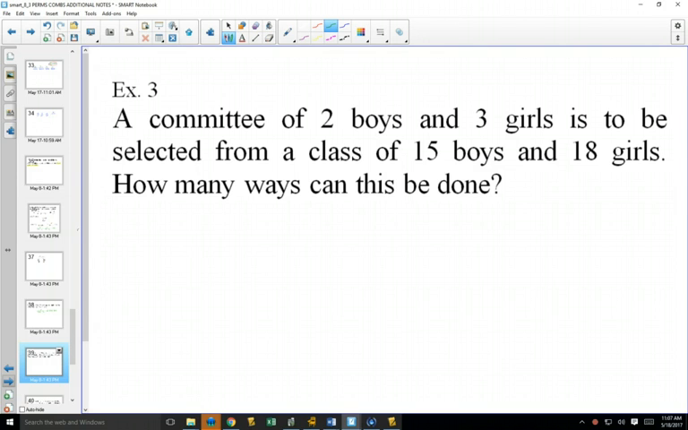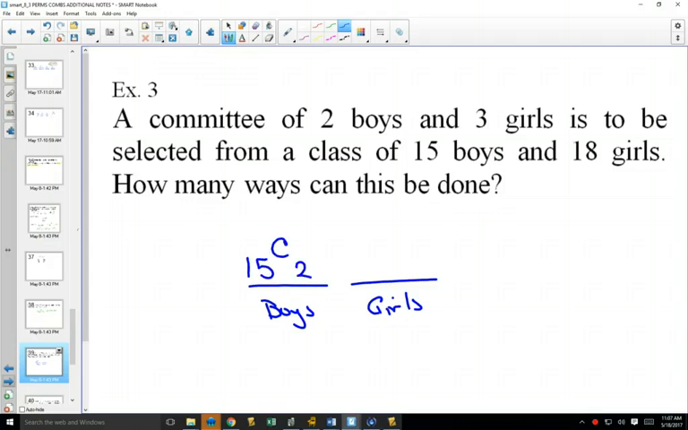So groups, committees is another thing where the order doesn't matter. But sometimes our committees are broken up into smaller chunks. Like we want 2 boys and 3 girls on this committee. So this becomes a decisions question because you have 2 main decisions that need to be made. You have to figure out which boys you're going to pick, and you have to figure out which girls you have to pick. For our boys, there's 15 of them, and you want to choose 2 of them.